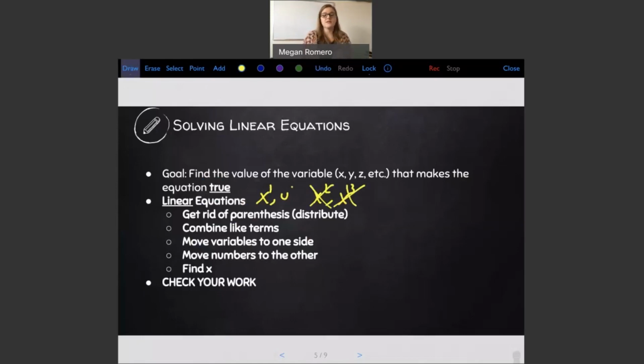Okay? So when we're talking about linear equations, we want to get rid of parentheses, i.e. distribute. We want to combine like terms. We want to get our variables to one side and our numbers to the other, and then we can find the value of x or whatever variable we're being asked to solve for. And then lastly, in all caps, check your work. If you check your work, you'll make sure that your answer is correct and that you've understood how to properly solve the equation.